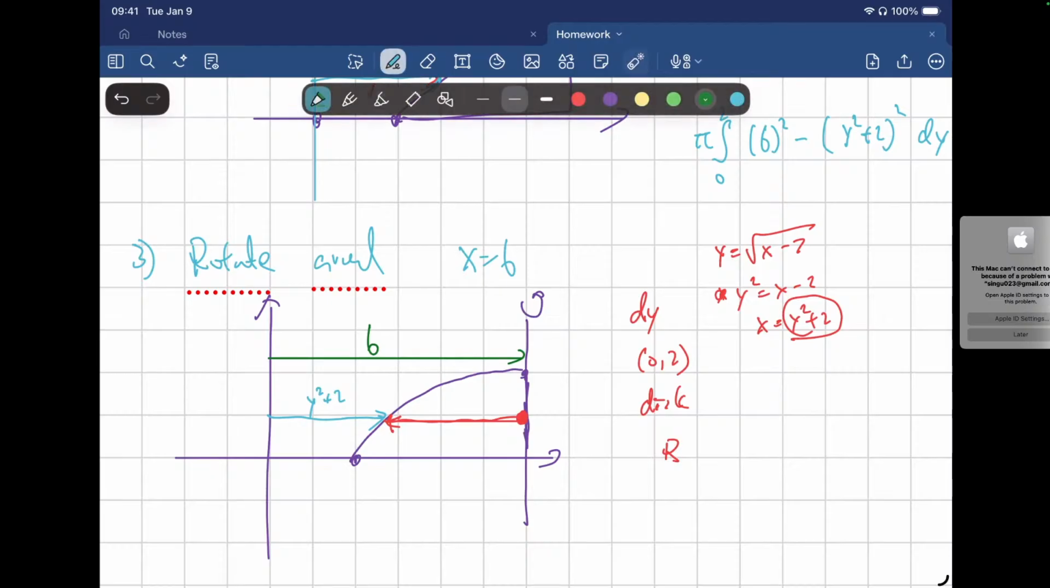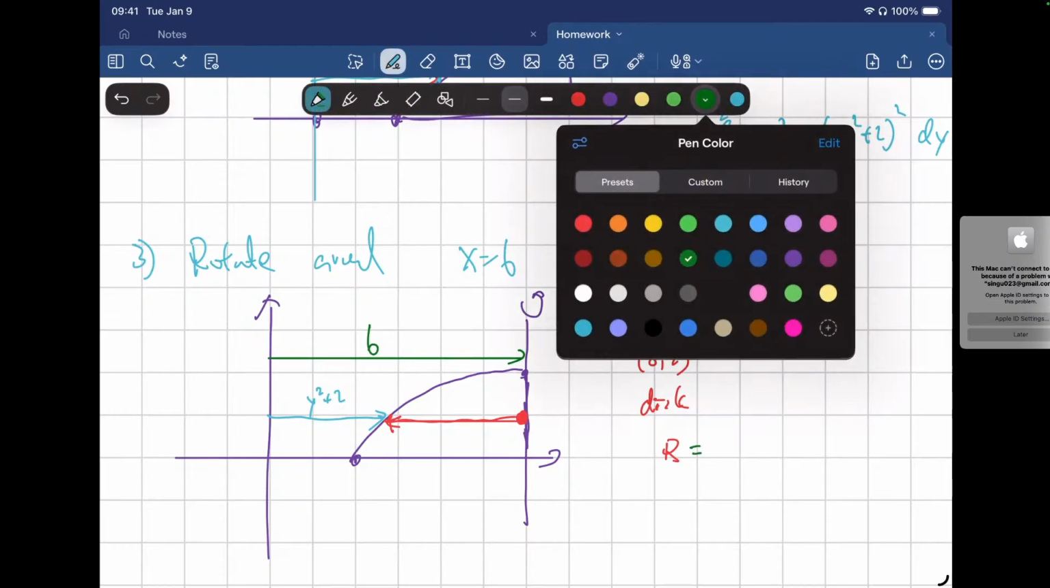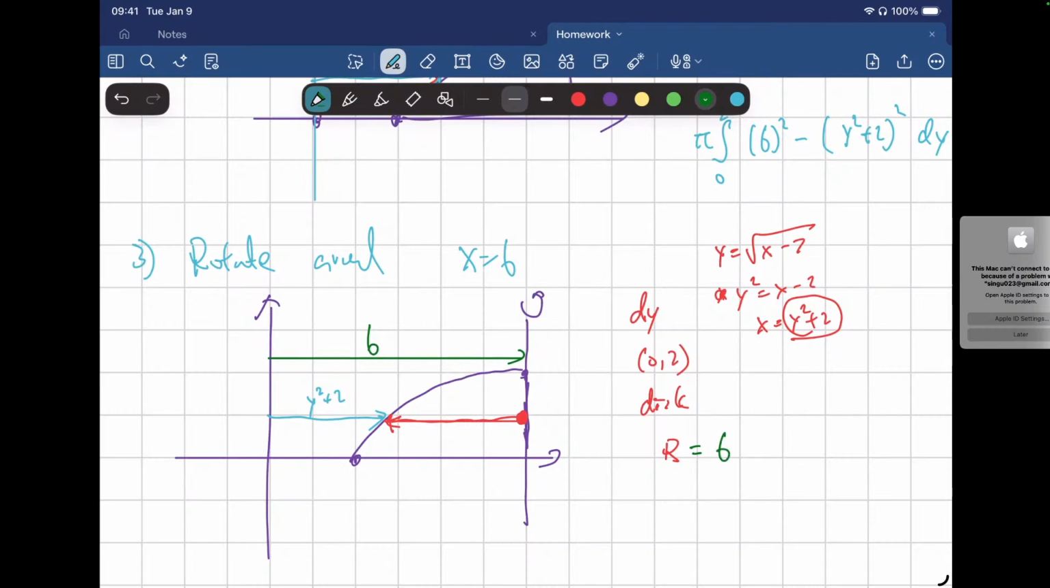So this R is going to be the 6, which is the green line, minus the blue, but you must have parentheses though. If you don't have parentheses, it's wrong. And this is the red line, right? The red equals green minus the blue. Are you following me?